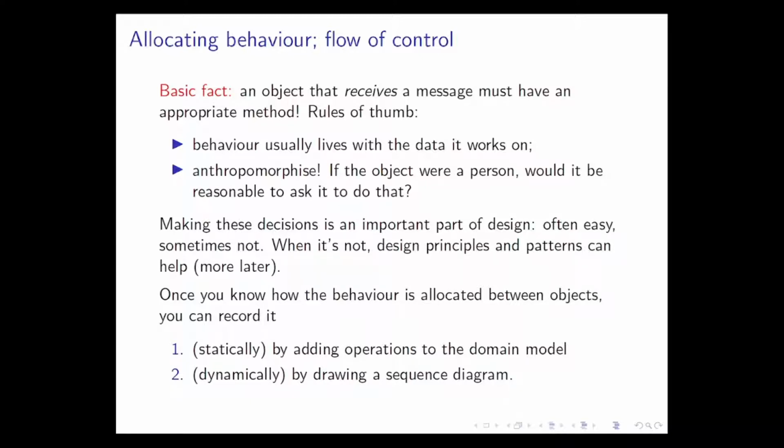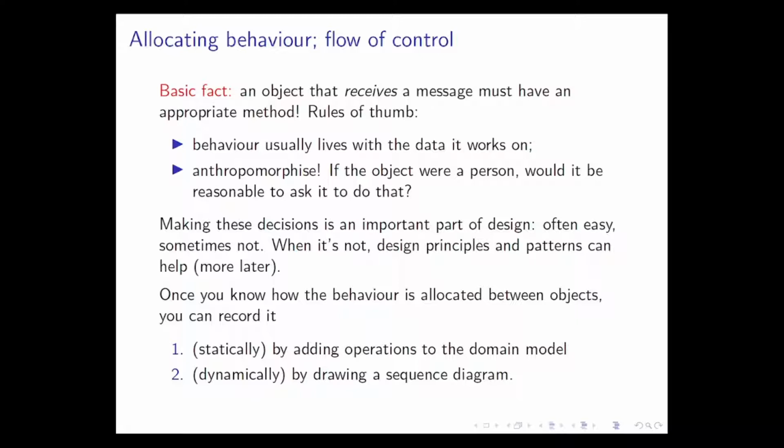The rules of thumb about where methods should go include that behaviour usually lives with the data it works on, and that you should anthropomorphize. So if the object were a person, would it be reasonable to ask it to do that? Does it kind of fit with its general raison d'etre, its general collection of responsibilities in life? I'm being vague because making these decisions is very much a judgment issue. Often it's easy, sometimes it's not. When it's not easy, design principles and patterns can help, and we'll talk about those more later.